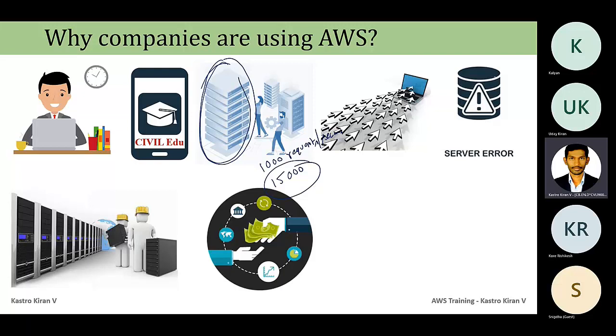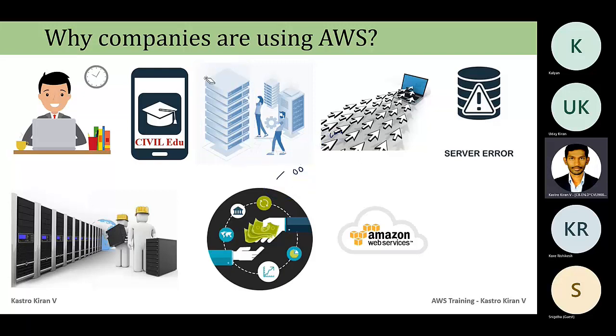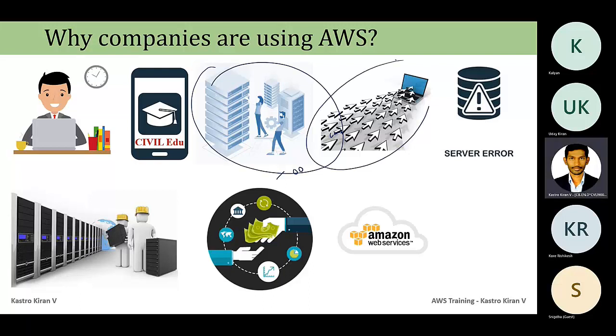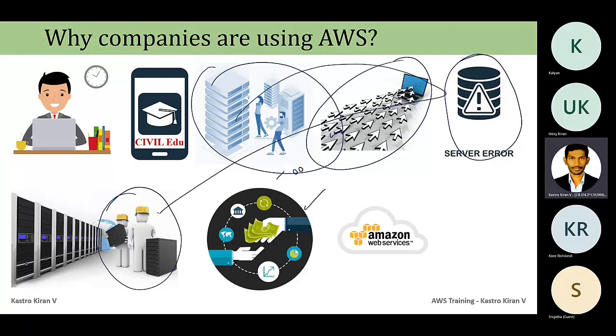In this case, AWS, or the cloud model, has come into the picture. Why? The cloud model said, you don't need to bother about the services, the traffic to the website, or the servers, whether they are getting errors or failing. You don't need to bother about the maintenance. The only thing you have to bother about is the cost. Rest everything we will take care of. That's what the cloud service providers are telling.